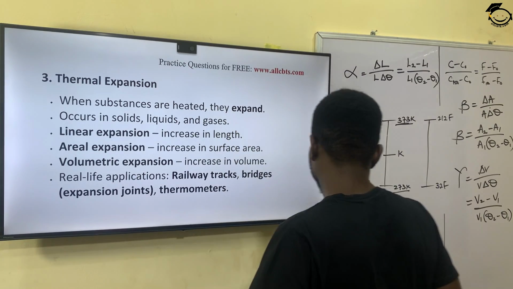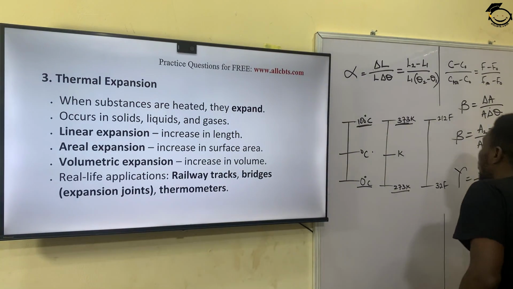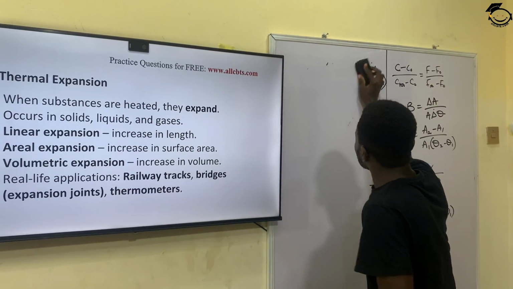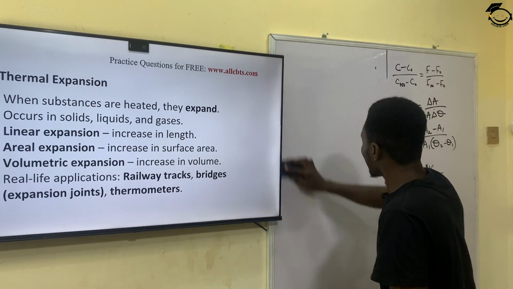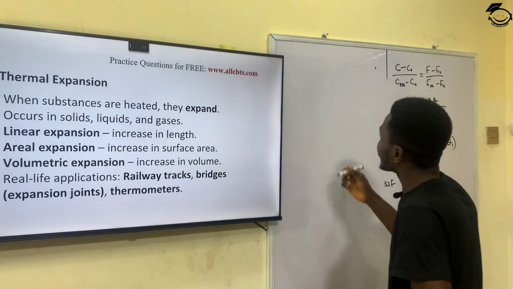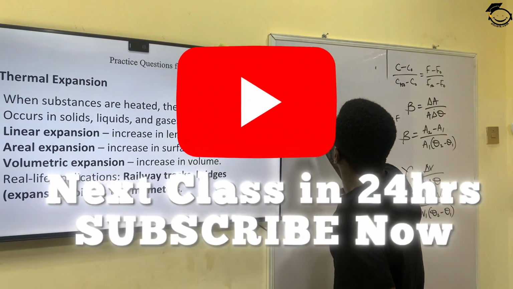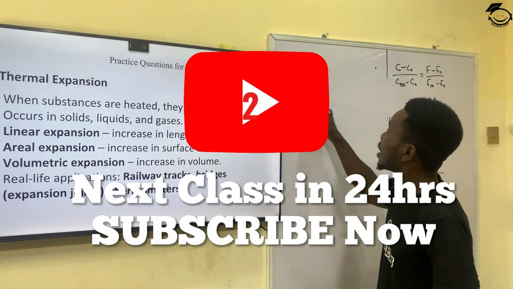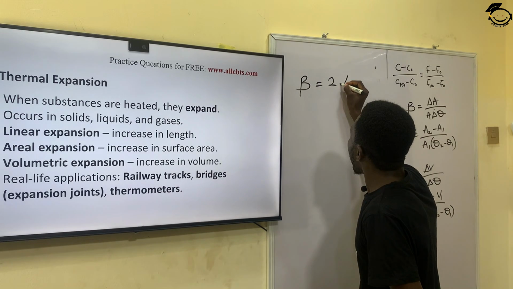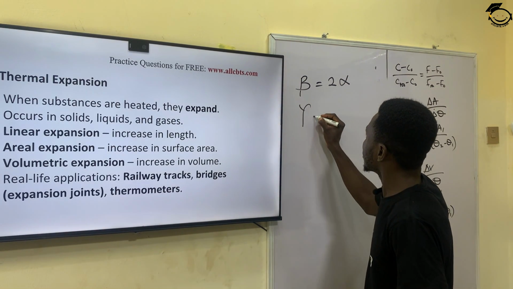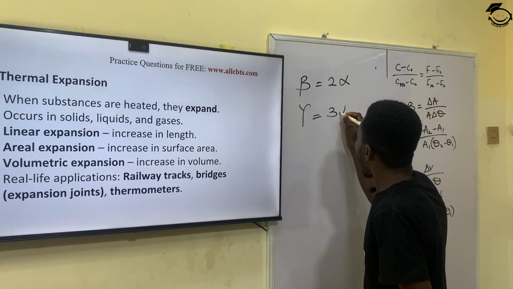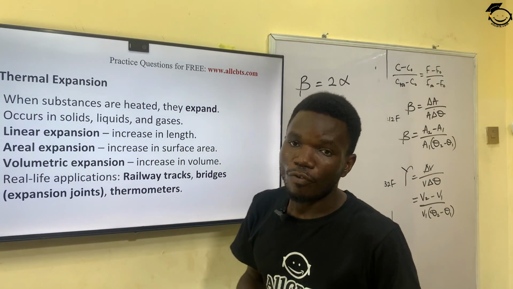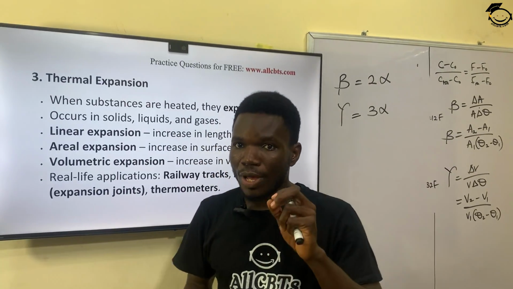But there is a relationship between these three forms of expansion or expansivity. Superficial expansivity, or area expansivity, which is beta here, is equal to 2 alpha. And cubic expansivity, gamma, is equal to 3 alpha. So this is the relationship binding the different forms or types of expansion.